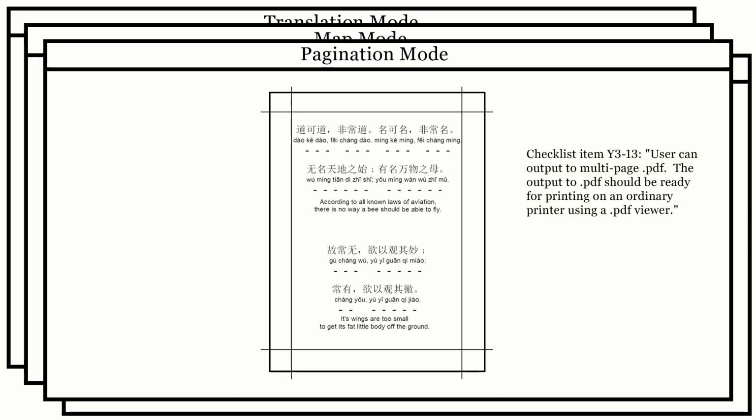Then checklist item 3-13: the user can output to a multi-page PDF. The output to PDF should be ready for printing on an ordinary printer using a PDF viewer, but only if all those conditions are satisfied. If there are any lines that are too long to fit horizontally, or any proposed pages that are too tall to fit vertically, then output to PDF is not allowed.